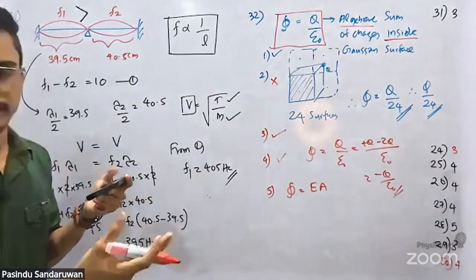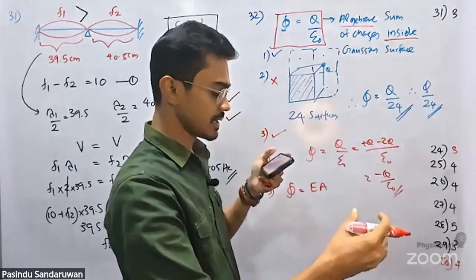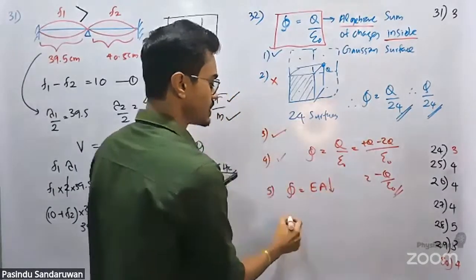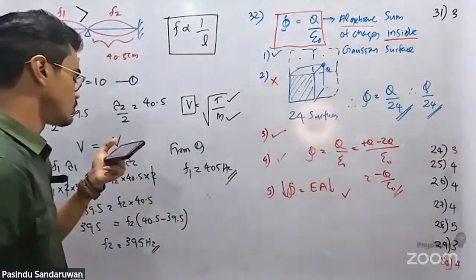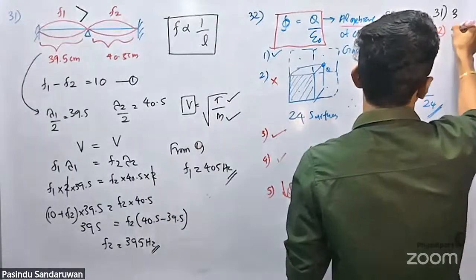So if this is replaced with a sphere, the area becomes less. When area is less, phi is less. Phi is also correct. So the answer is 2. For 32, answer 2.